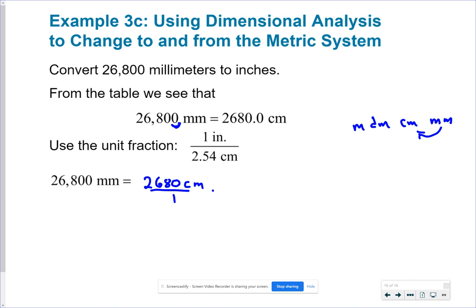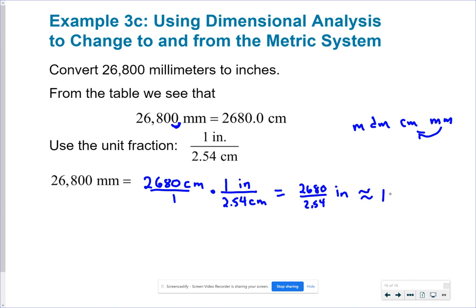centimeters. And then I'm going to use my unit fraction, my conversion factor, if you will, that says 1 inch, 2.54 centimeters. Apologies for the bell. 1 inch, 2.54 centimeters. And I'm going to have 2,680 divided by 2.54. And that is going to give me inches. I grab my calculator and divide 2,680 divided by 2.54.